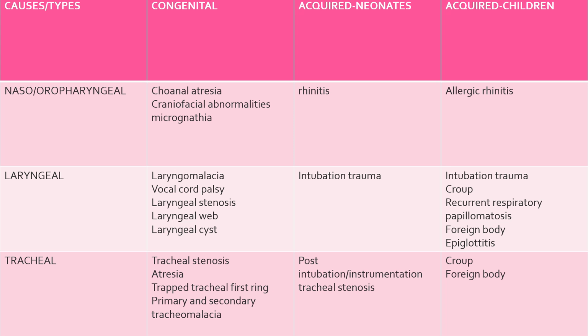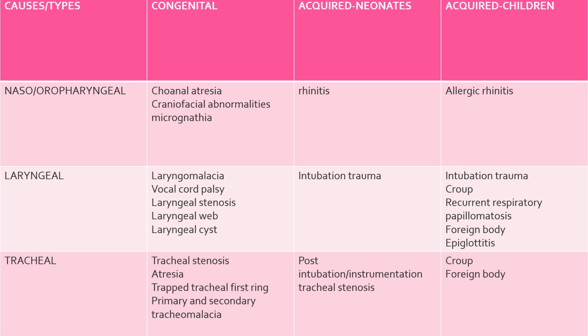Laryngeal causes. Congenitally, it is due to laryngomalacia, vocal cord palsy, laryngeal stenosis, web or a cyst. In neonates, acquired, it is due to intubation trauma. Acquired causes in children are intubation trauma, croup, recurrent respiratory papillomatosis, foreign body, epiglottitis.